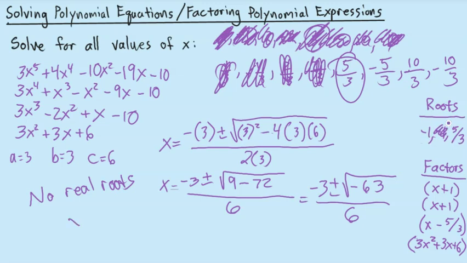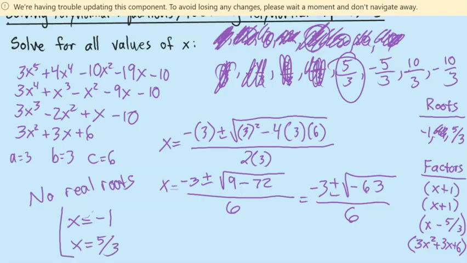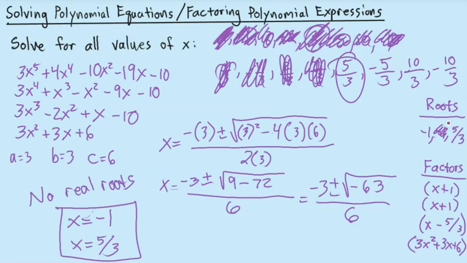That's the answer to this problem. Look, it says solve for all the values of x. So one of them is x equals -1, and the other solution is x equals 5/3. And that's the end of the problem. But I will say this, if you wanted to write the polynomial in factor form, you would write all of these factors next to each other.